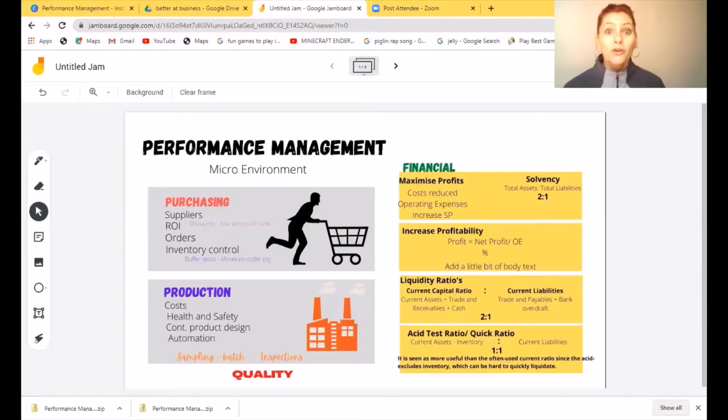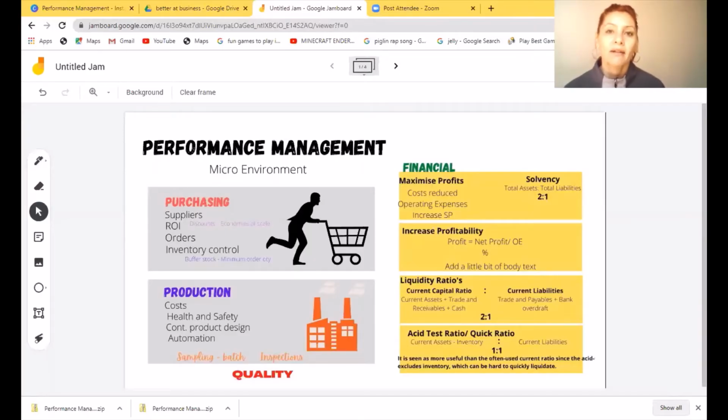Production is where you're going to have a look at your production costs. So your factory manager needs to ensure that you have the lowest optimal cost producing your materials, okay? There's going to be health and safety. So you need a health and safety officer on board in order to add quality to this function.